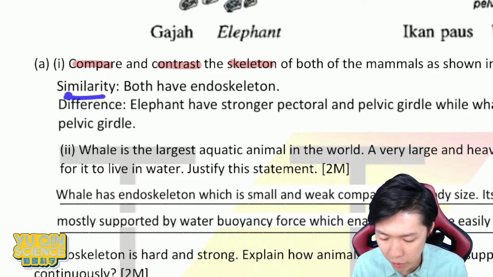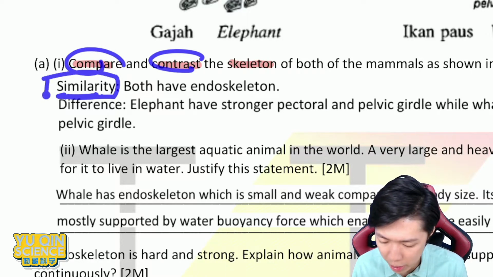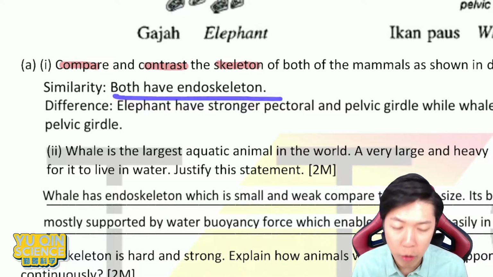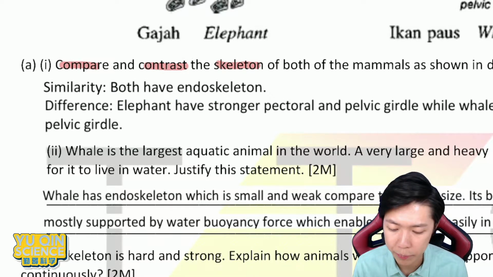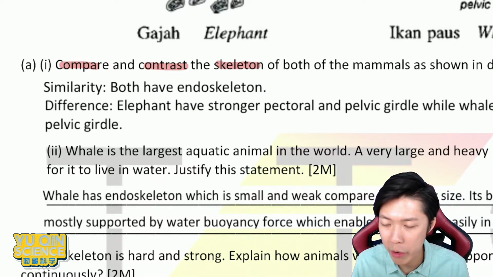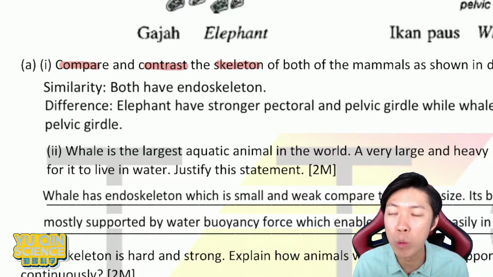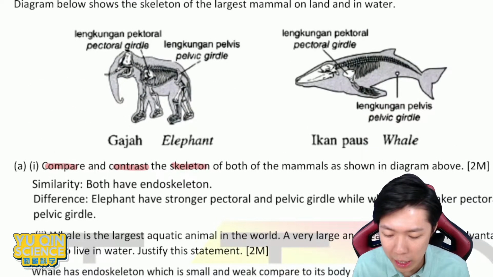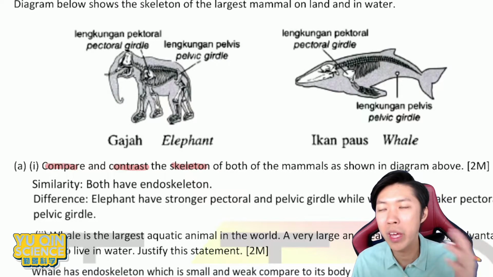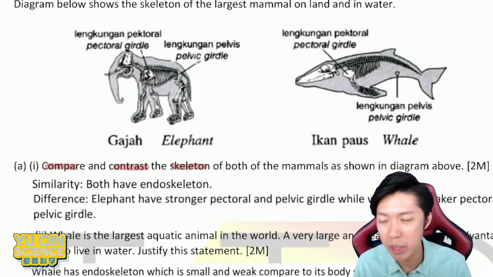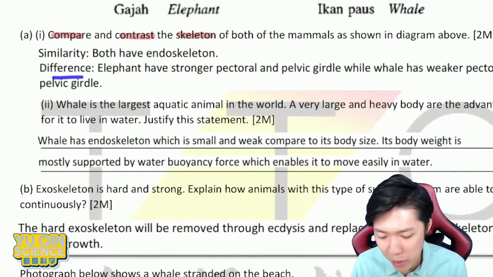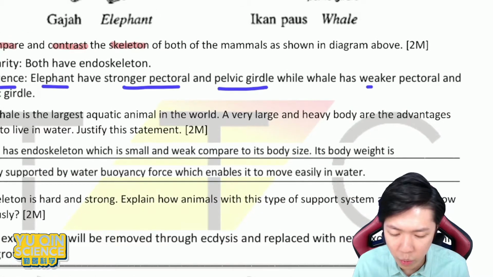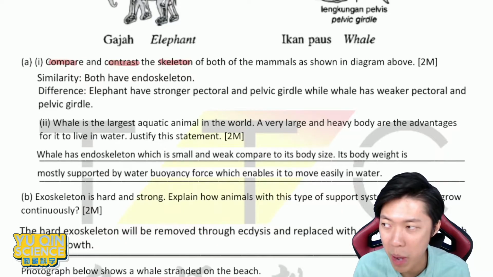Compare and contrast means you must do similarities and differences, exactly like that. First, they both have endoskeleton, meaning bones on the inside. Or you can write they have vertebrae or backbones. Don't write things like they both have two eyes, both have mouth. Difference: elephant has strong pectoral girdle and pelvic girdle, while whale has weak ones. There you go. That's the comparison.